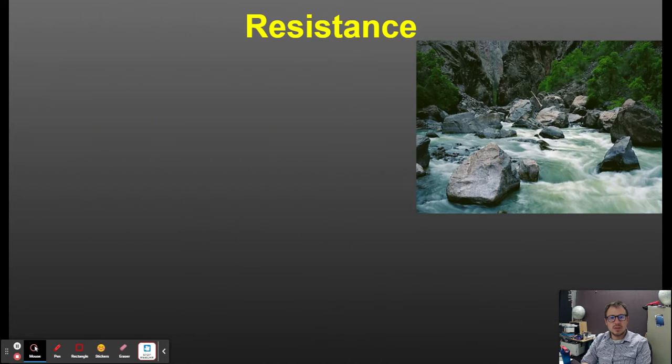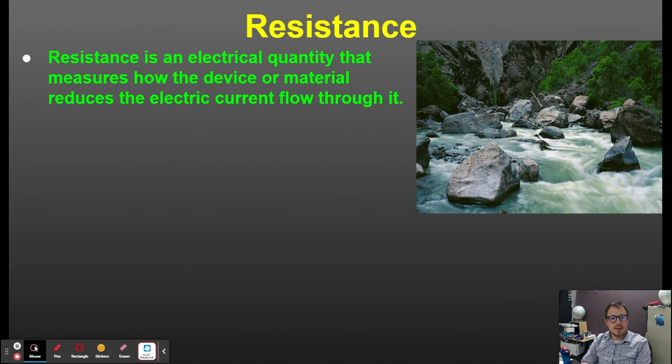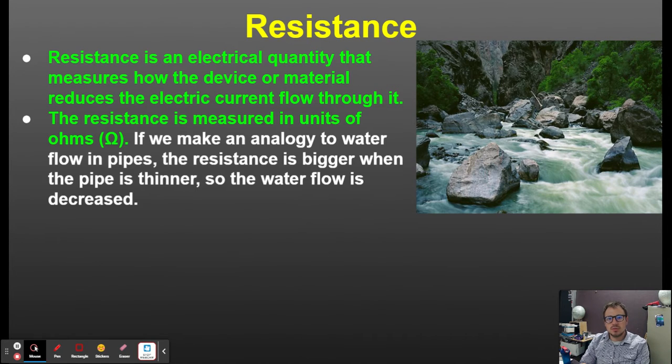All right, so what affects resistance in wires? We're going to do a lab that shows that. But resistance is an electrical quantity that measures how a device or material reduces the electric current flow through it. The resistance is measured in the unit ohms.